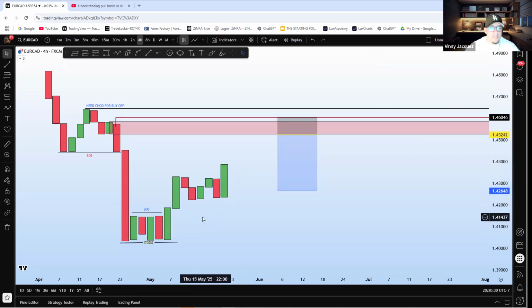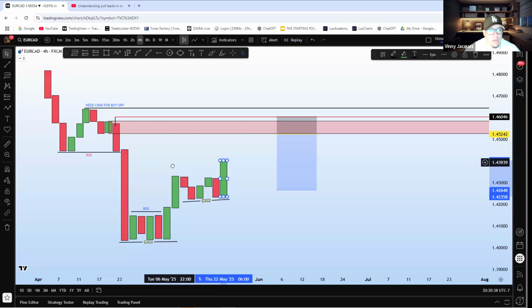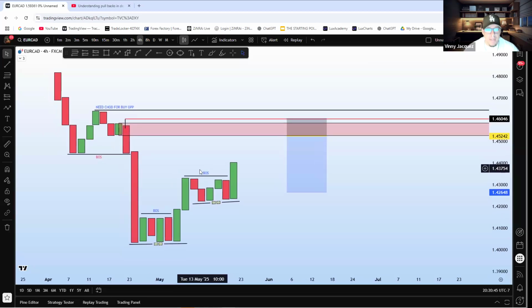Cool. Awesome. Guys, we can spot some equal lows. Let's go ahead and mark that up. We can also see our break of structure to the upside. Let's mark that up too. It's very important that you guys start marking up everything that you see. That way you stay confident.